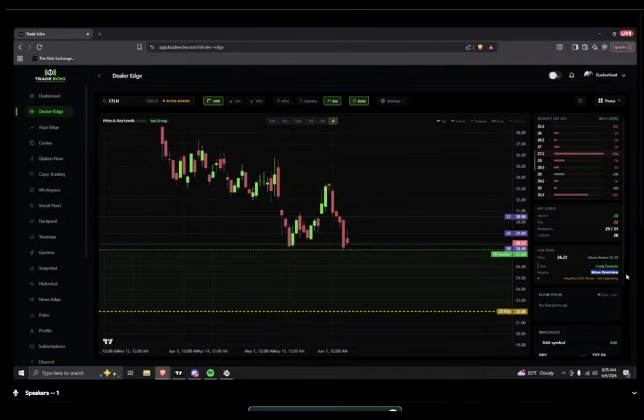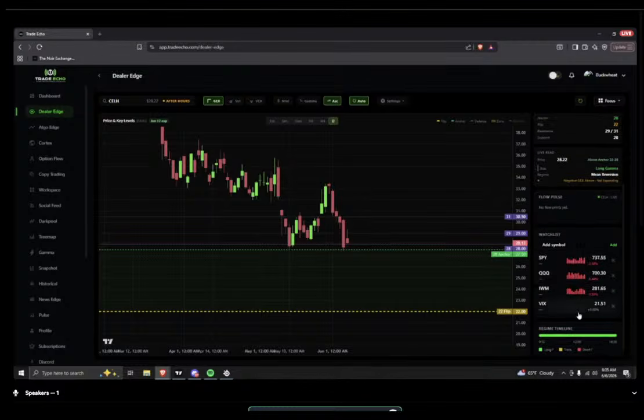We have a mean reversion here, negative GEX above. This is telling us that volume is literally expanding. All the tools you need are here. It's literally telling us to long it.